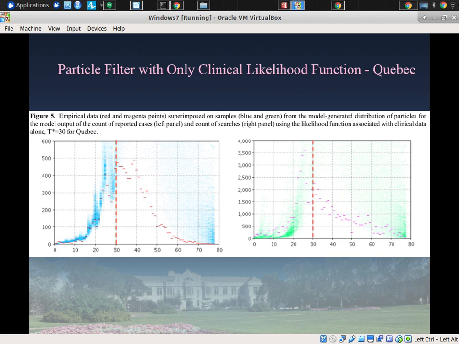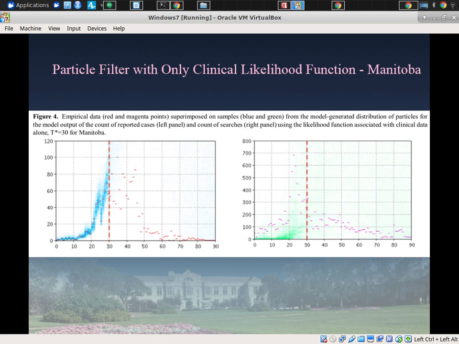This is for search data. Notice it wasn't informed by search data. It wasn't told about search data in particle filtering. But it's able to kind of get, you can't really see it probably from where you are, but there's kind of a green here, but it's pretty diffuse even for here. And for here, it's quite hopeless until the end, where it knows the sun goes up, the sun is going to come down at some point. Okay, this is clinical likelihood data for Manitoba.